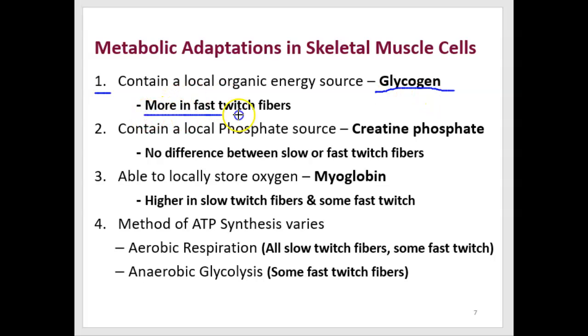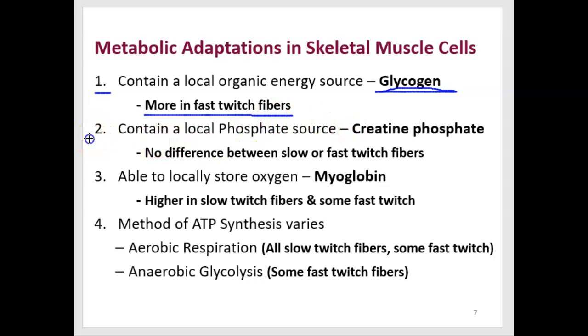And there's much more glycogen present in fast twitch fibers than there is in slow twitch fibers. That glycogen is needed so that it can be broken down in order to make ATP. The energy harnessed from the breakdown of glycogen will go into producing ATP. Now to make ATP we have to have phosphate around.